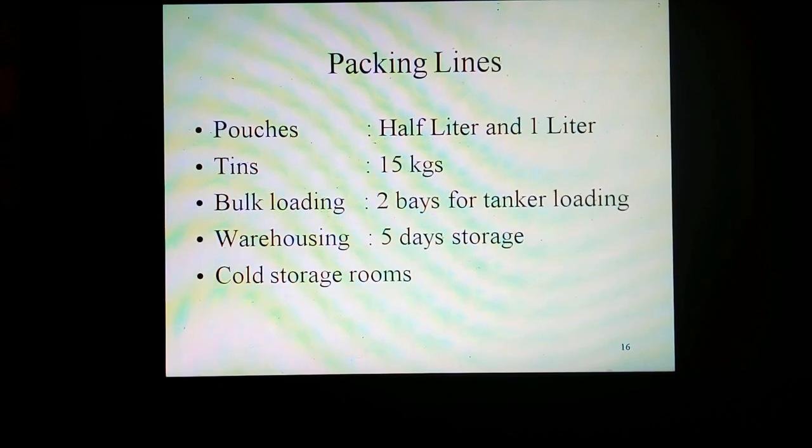Bulk loading. 2 bays for tanker loading should be considered for Phase 1, which is sufficient for Phase 2 also. 1 rail car loading station near plant boundary to be considered. Warehousing. 5 days storage with respect to packing line capacity should be considered for all types of packs. Storage basis for packaging materials shall be as follows.